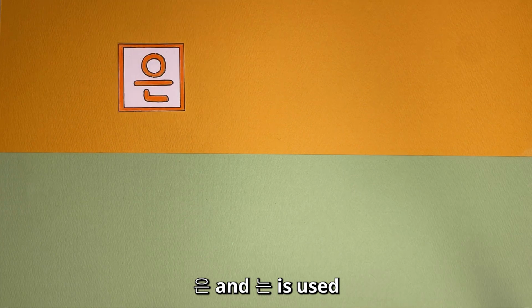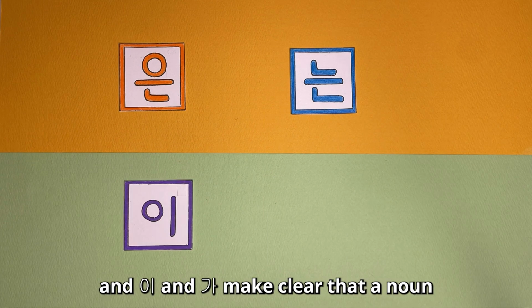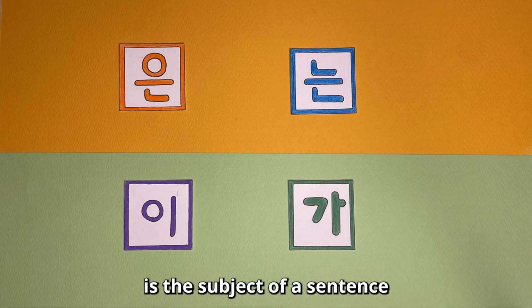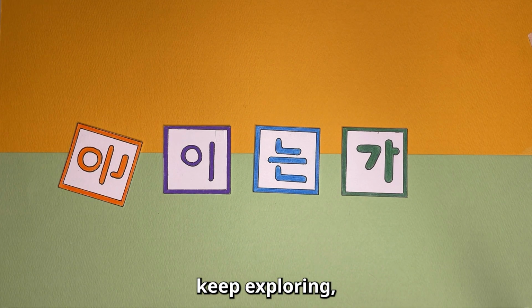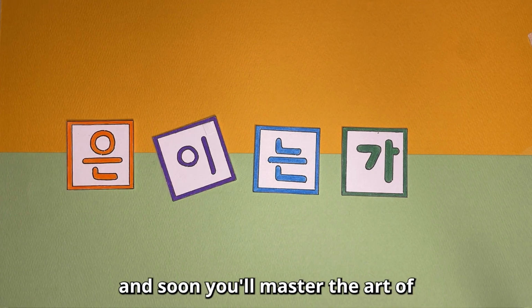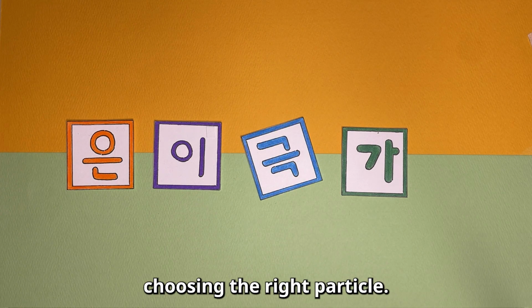In summary, 은 and 는 are used when you want to add meaning, and 이 and 가 make clear that a noun is the subject of the sentence without any added meaning. Keep learning, keep exploring, and soon you will master the art of choosing the right particle.